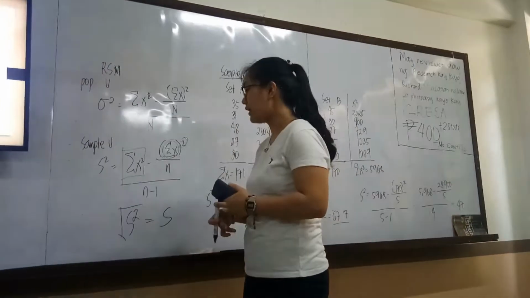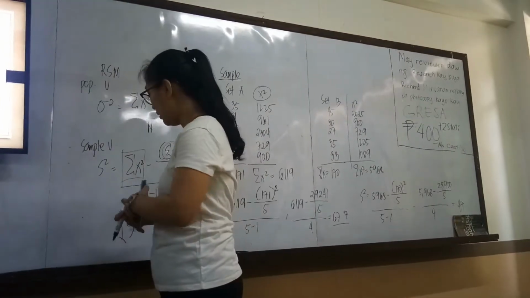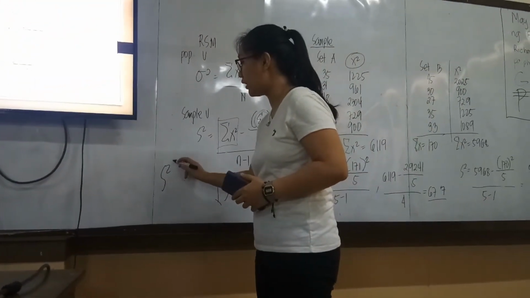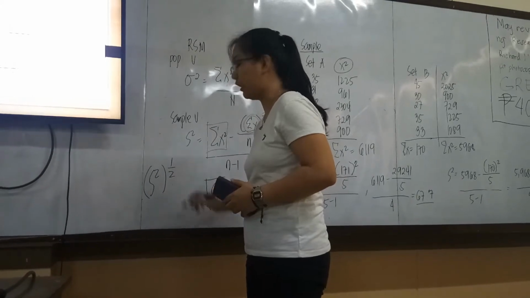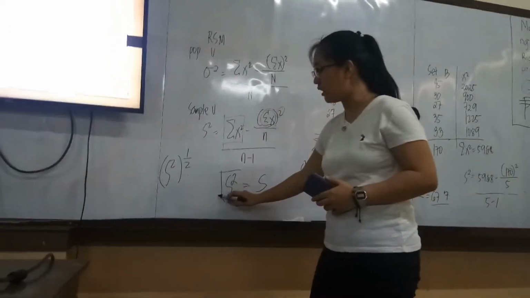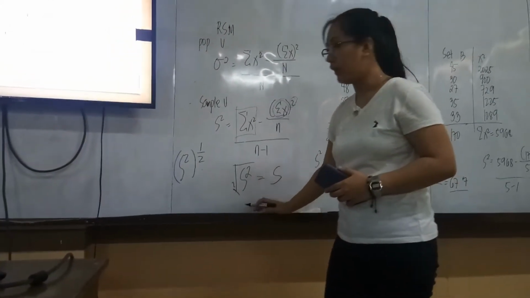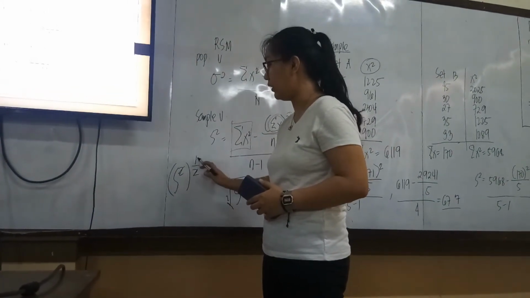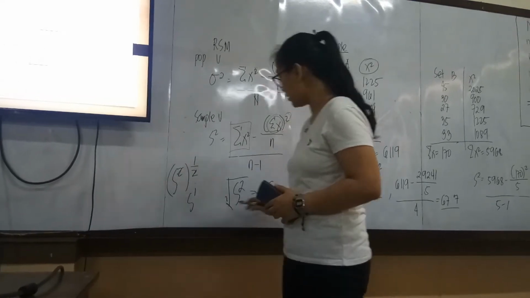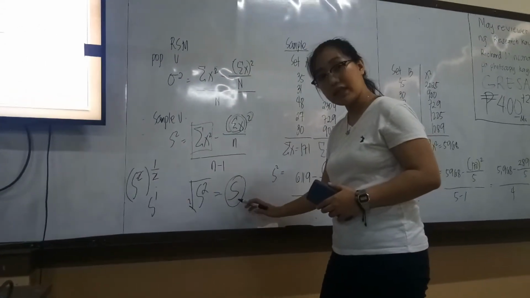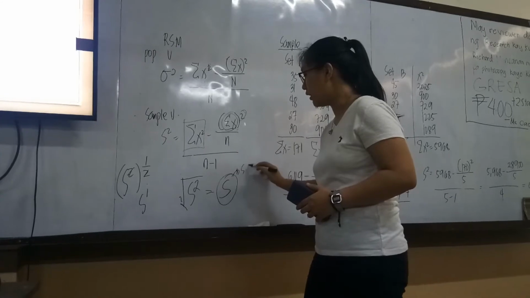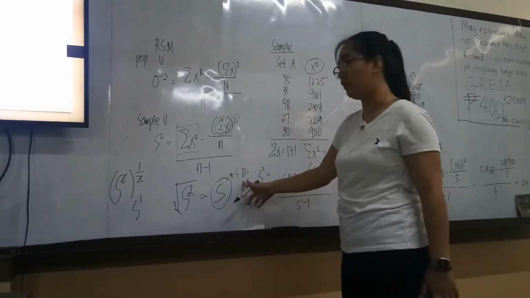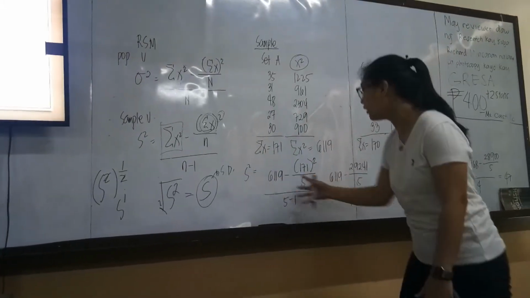Tama? Kasi, naka-rational number ito. Kung kunin natin yung exponential niya, it is actually like that, 1/2. Okay? Kasi ang index nito is actually 2. Now, if we're going to multiply 2 times 1/2, this will cancel out. It will be s raised to 1 or simply s. So, s is the standard deviation. Okay? Sample standard deviation.